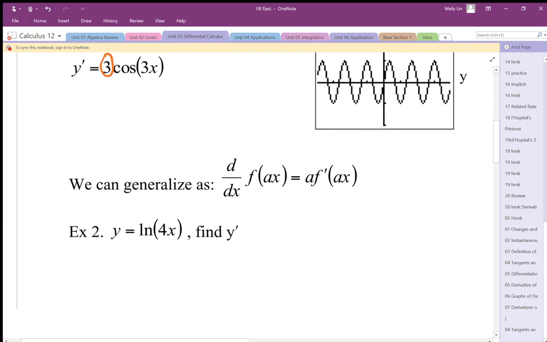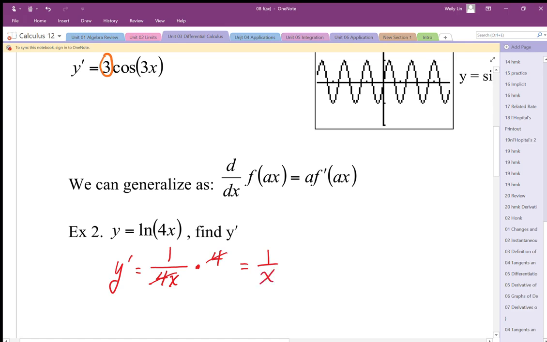So in general, when I have the derivative of a horizontal compression, I have to differentiate and add that extra times A. If I take a look at this graph here and differentiate, y prime, the derivative of log is going to be 1 over 4x. Then because it's horizontally compressed by 4, I have to times by 4. And oh, look what happens. These cancel out. So I end up with a slope function of 1 over x. That's strange.